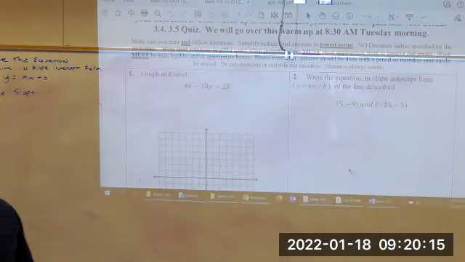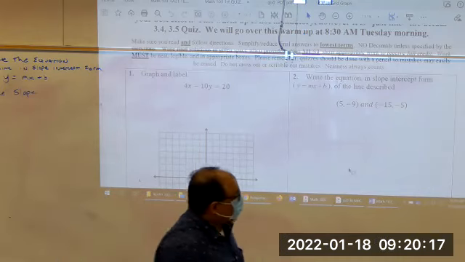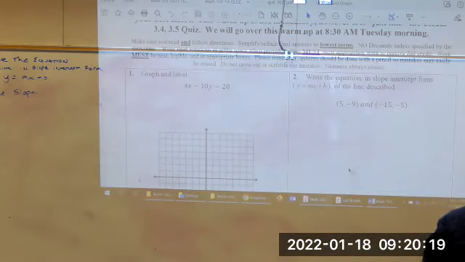Because we have 2 points, we have 2 ordered pairs. Let's not forget, you can always find the slope by using the slope formula: y sub 2 minus y sub 1 over x sub 2 minus x sub 1. First part of the homework.